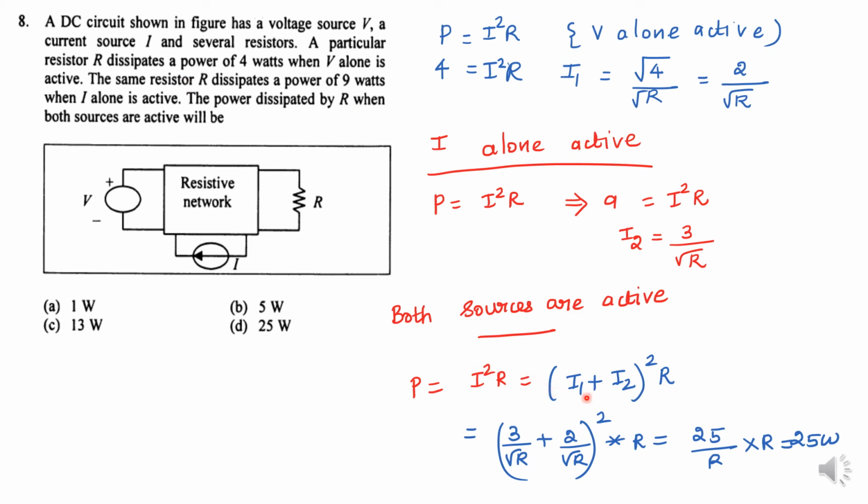I square is (I1 plus I2) the whole square into R. So first of all write (3 by root R plus 2 by root R) the whole square into R. That is 25 by R into R, that is 25 watt. So which one is the correct answer? Option D is the correct answer.